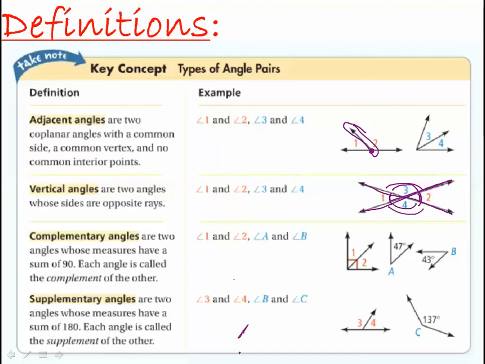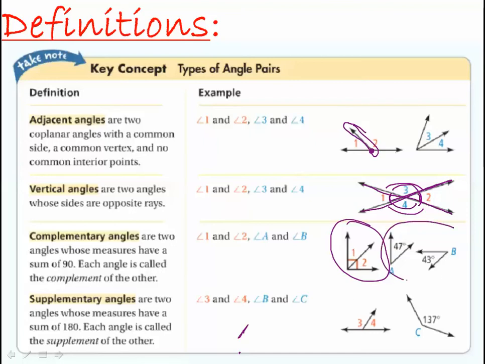Next, we have complementary angles. Complementary angles are any two angles whose measures have a sum of 90 degrees. Complementary angles can be adjacent. For example, in this picture, angle 1 and angle 2 form a right angle. That means that they are complementary.